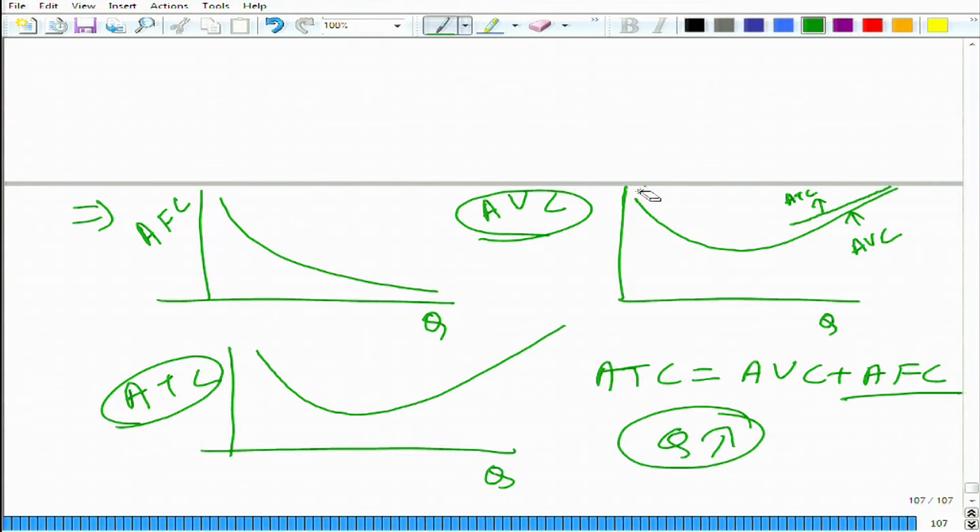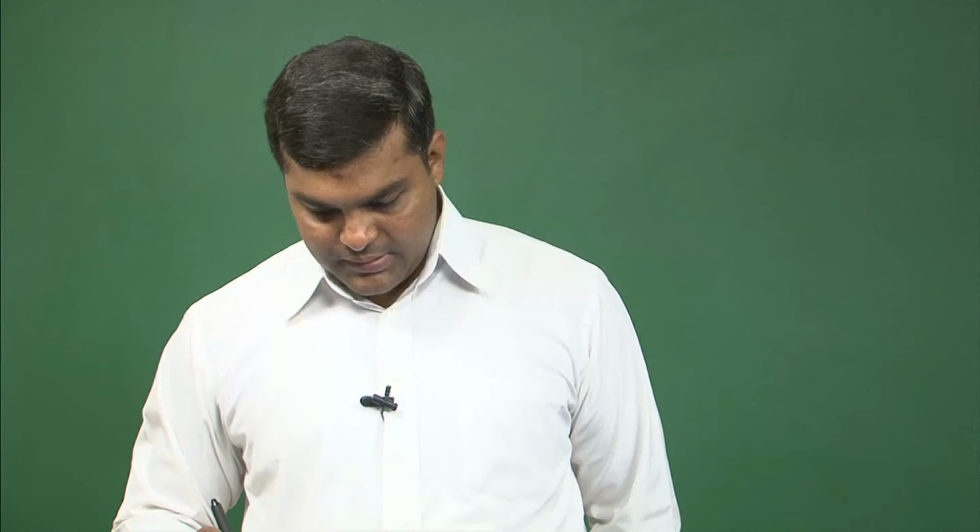Again it is not perfect, but let us see. Fine, as we increase Q, the difference will keep on decreasing, and for very high Q, average variable cost and average total cost are going to be equal to each other. Yes. Fine. Okay.